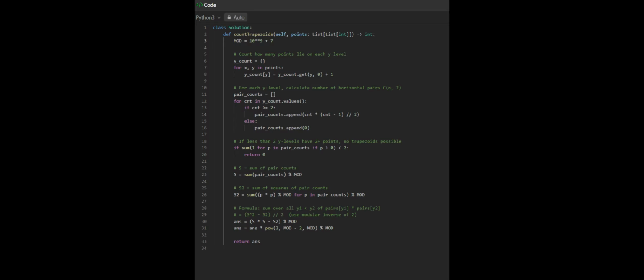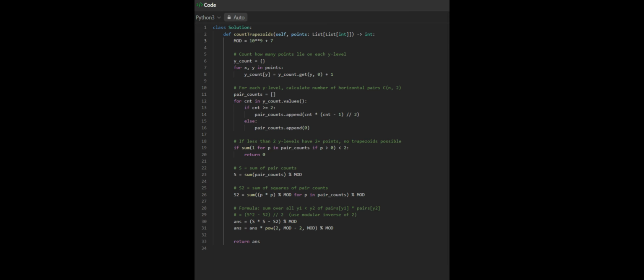Now let's break down the final code solution and understand exactly how it works. We start by defining our function countTrapezoids, and we set our modulo value to 1,000,007, since the problem requires us to return the answer under this modulus. The first major step is counting how many points lie on each horizontal line. We loop through every point, extract its y-coordinate, and keep a frequency count.